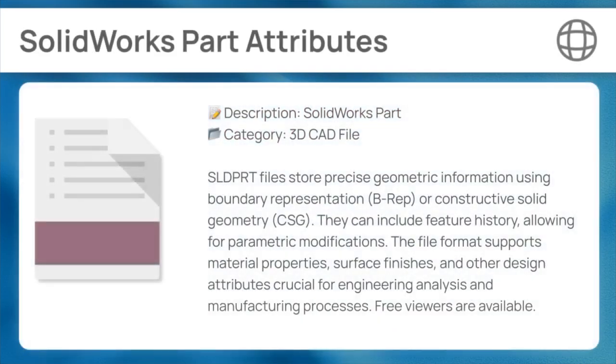SLDPRT files store precise geometric information using boundary representation, BREP, or constructive solid geometry, CSG. They can include feature history, allowing for parametric modifications. The file format supports material properties, surface finishes, and other design attributes crucial for engineering analysis and manufacturing processes.